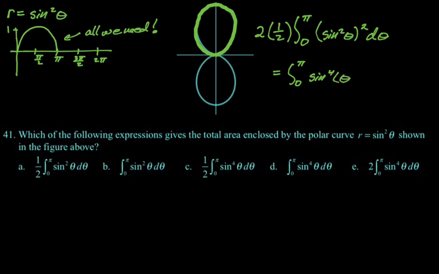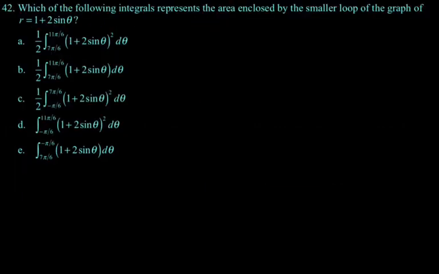We don't actually have to do it, thankfully, because that would be super annoying. This looks like option D. All right. So again, looking at the rectangular graph is probably the number one way of finding polar areas, which seems maybe a contradiction. I don't know. Let's look at another one.